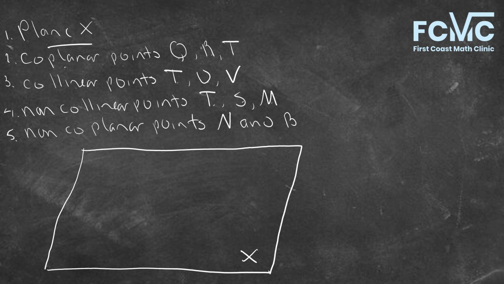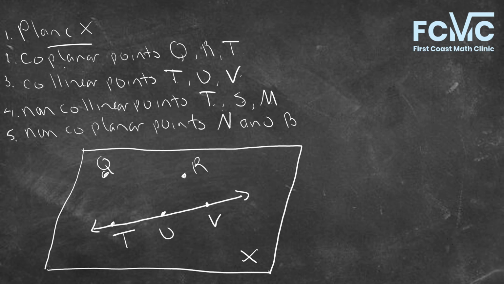And now we want coplanar points Q, R, and T, so we can put those points anywhere in our plane. Now we want collinear points T, U, and V. So I want to take this point T and make it collinear to U and V. So let's do that. So we've got our 3 collinear points there.